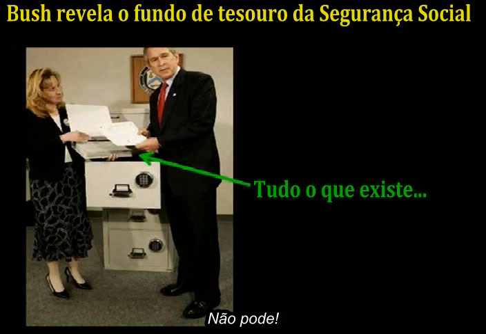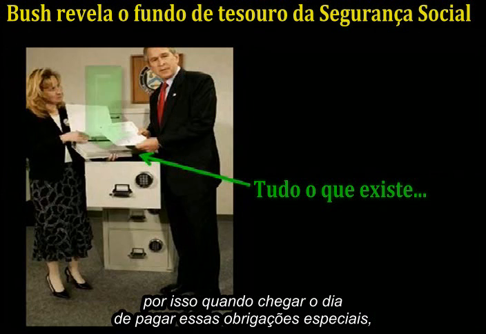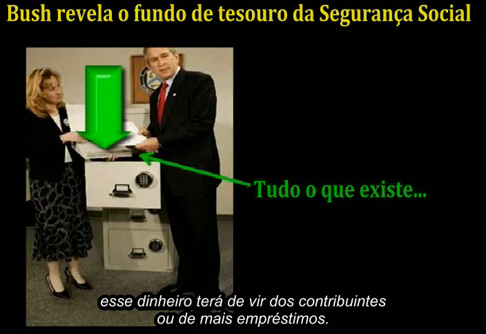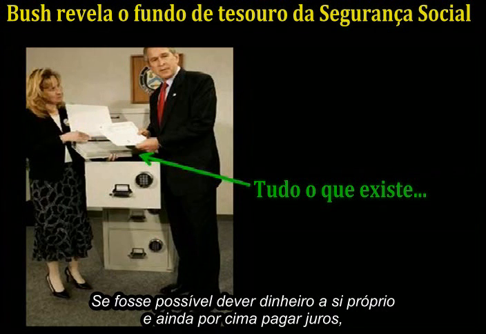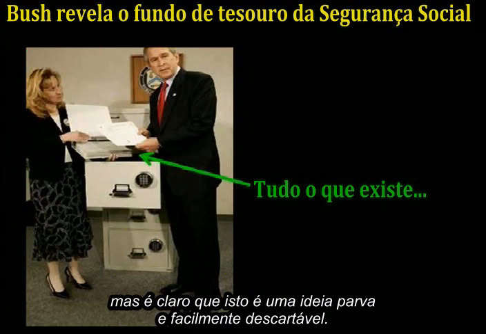It can't. All government revenue either comes from taxpayers or borrowing. So when the time comes to pay off those special bonds, that money will either come from taxpayers or additional borrowing. If it were possible to owe money to yourself and pay interest to boot, then we could all become fabulously wealthy by writing ourselves checks. But, of course, this is a foolish, easily dispelled notion.